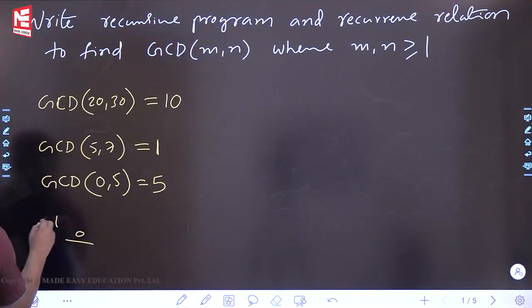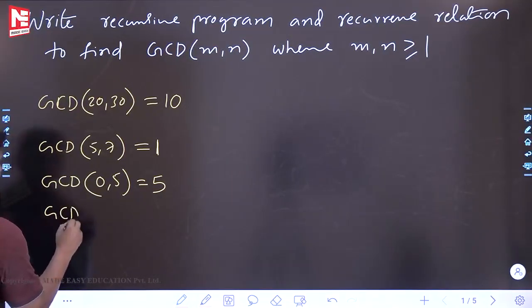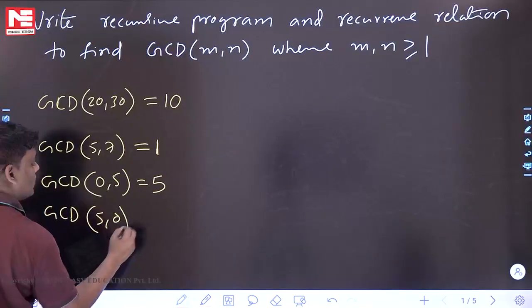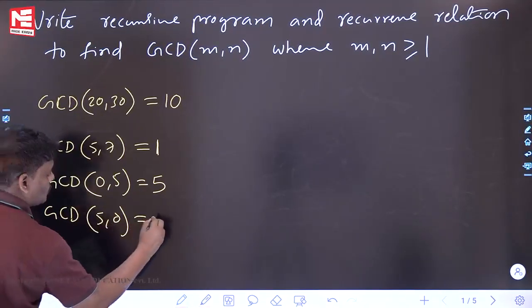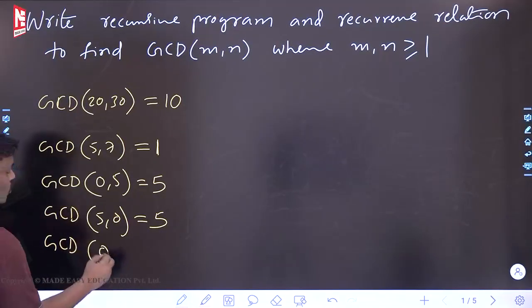Right? Now see the next one. One more example. See this also. GCD of 5 comma 0. What is the answer? The greatest number which can divide both is 5. Next one. What is the answer? GCD of 0 comma 0.